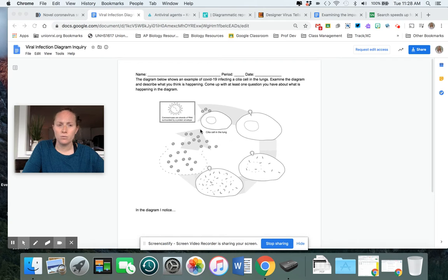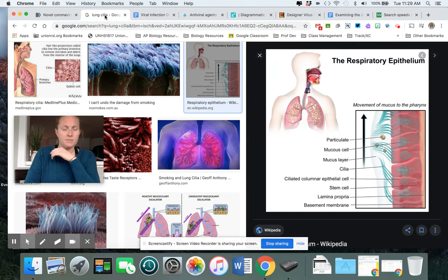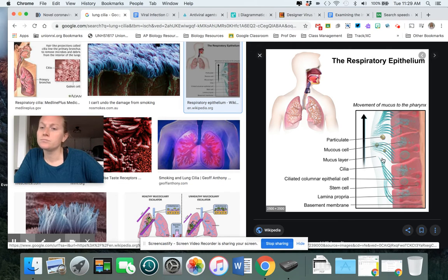And some of you asked, what is cilia? How do they get there? Cilia are just parts of your own lung. I brought up a picture so you could see this on the screen. You're sharing the screen with me. Okay, so the cilia are a cell type in your lung.